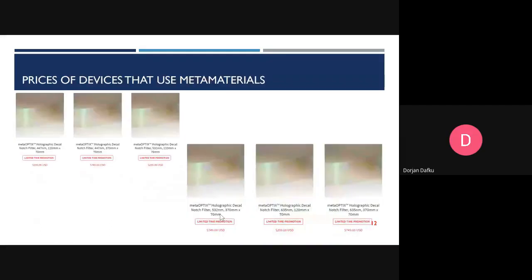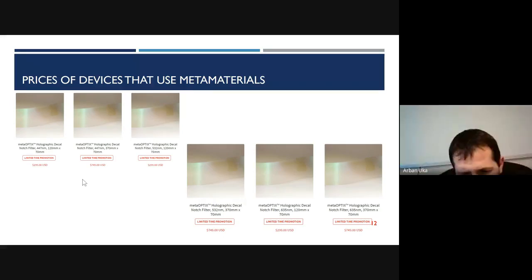Go to the last slide. We have the prices of devices that use metamaterials. We got an email from one of the biggest companies that produce metamaterials. They provided us with prices of their notch filters that use metamaterials. These are only 6 of them, but we have like 12, but they look the same. If you want, we can show them.